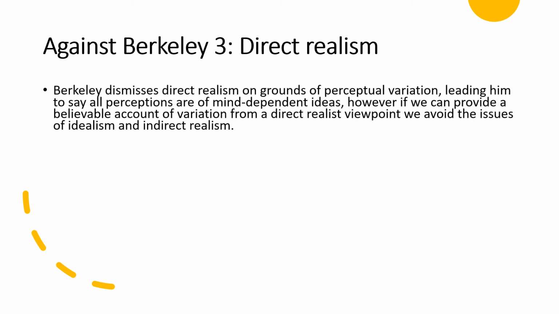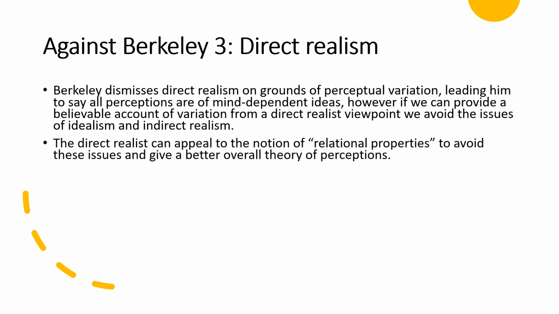So Berkeley dismisses direct realism on the grounds, as we've seen, of perceptual variation, leading him to say that all perceptions are of mind-dependent ideas. However, if we can provide a believable account of variation from a direct realist viewpoint, we avoid the issues of both idealism and indirect realism. So how could we do this?